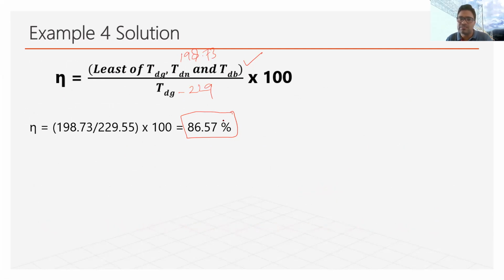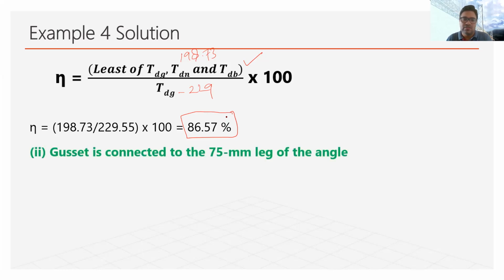Similarly, now we will consider the next case, when the angle is connected with the 75 mm leg. In the same line, we will calculate the strength when the angle is connected with the 75 mm leg. So in the next part, I will explain how we can find out the strength when it is connected with the 75 mm leg. Thank you.